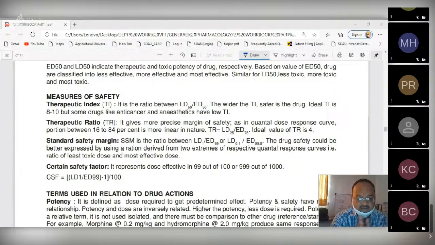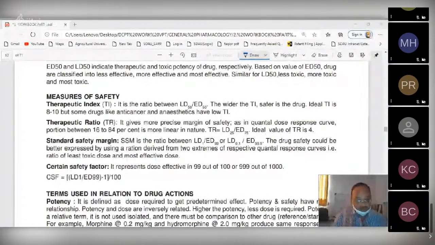The higher the value of this ratio, or the wider the therapeutic ratio, the safer is the drug. For example, drug A has a therapeutic index of 10 and drug B has a therapeutic index of 1. So how do you interpret this? If the therapeutic index is 1, that means LD50 and ED50 are equal. So that drug does not have any beneficial effect. We should not try to use this kind of drug, because as soon as you give the dose, there is a 50% chance the animal will die. That is the meaning of the therapeutic index.